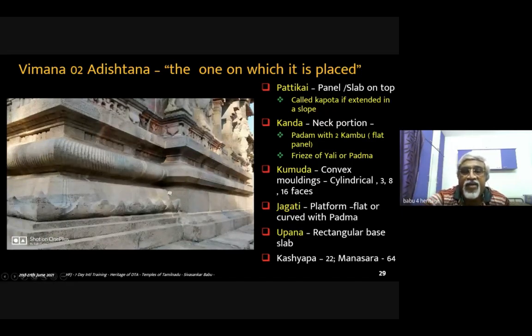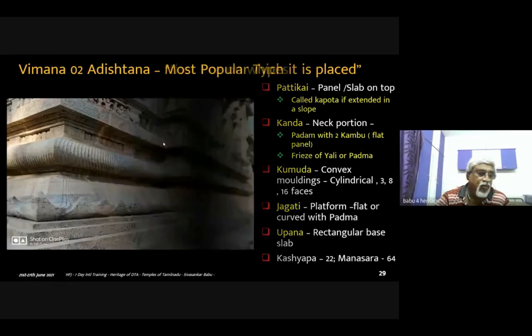It is like a band, something similar to Jagati. So Jagati will be extended out and Pattigai will be at a normal level, slightly extended from the thumb level. Sometimes instead of a simple Pattigai, they will be having a Kapota or a slab roof.